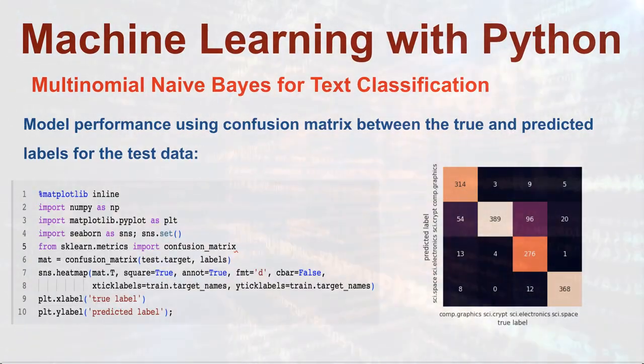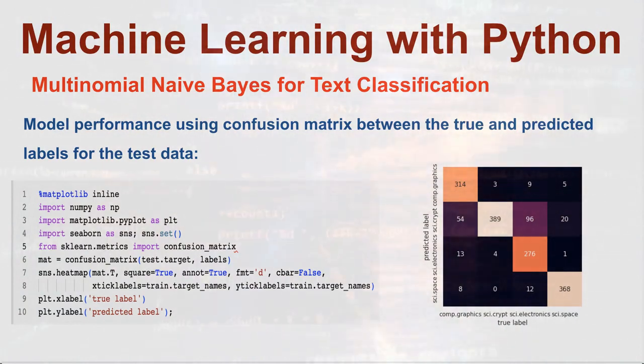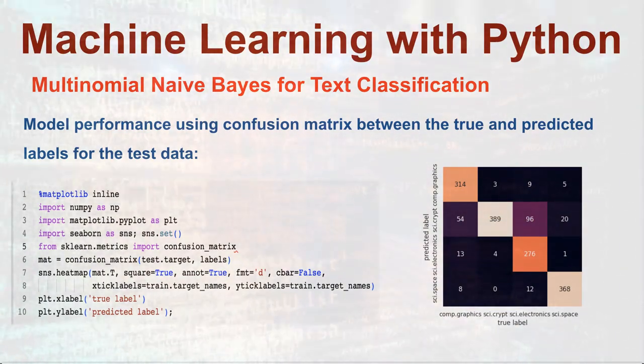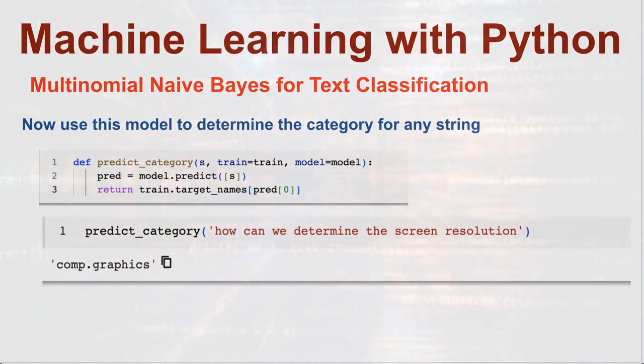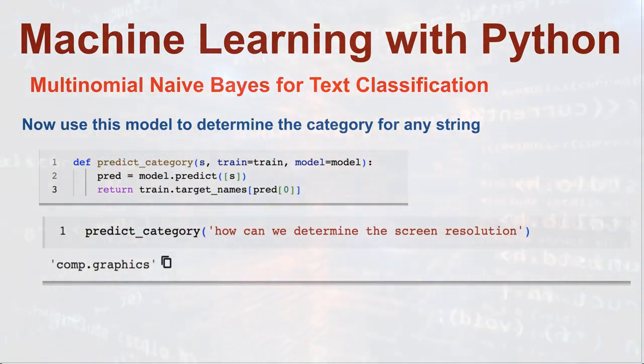We have predicted the labels for the test data. We can now evaluate the model performance. This figure shows a confusion matrix between the true and predicted labels for the test data. This model pipeline can be used to determine the category for any string, using the predict method of this pipeline with this utility function.